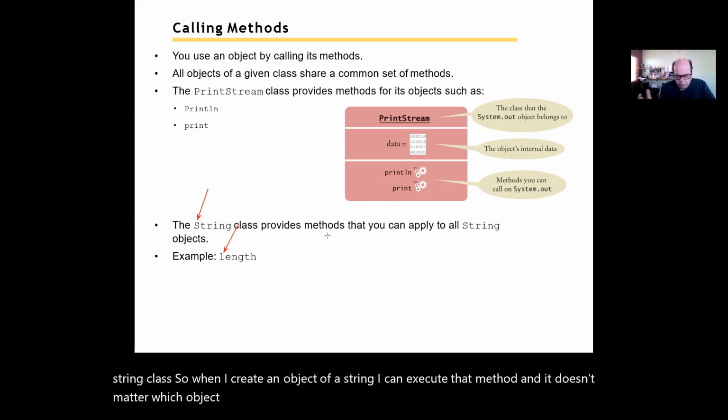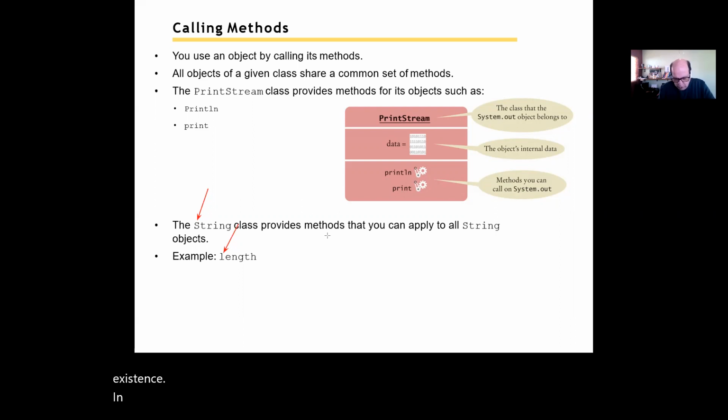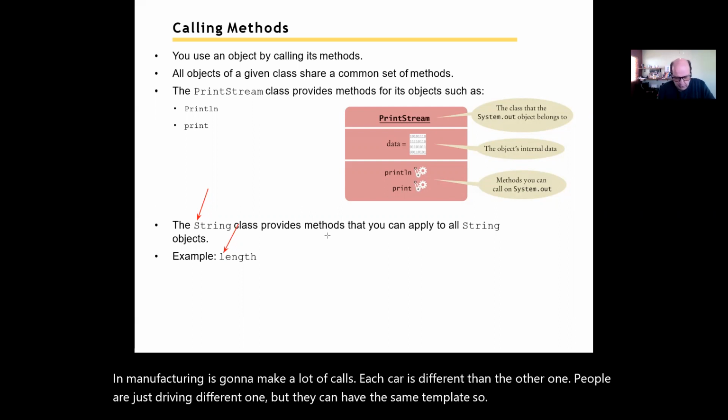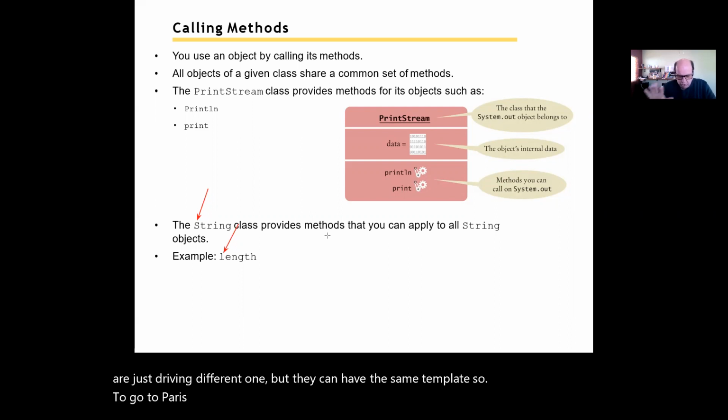I can create 2,500 objects from the string. Each one of them is an instance of a class. The manufacturing is going to make a lot of cars. Each car is different from the other one. People are driving different ones, but they can have the same template. So a Toyota Prius is going to be the same shape overall, and they can have the same look, but they are different objects.